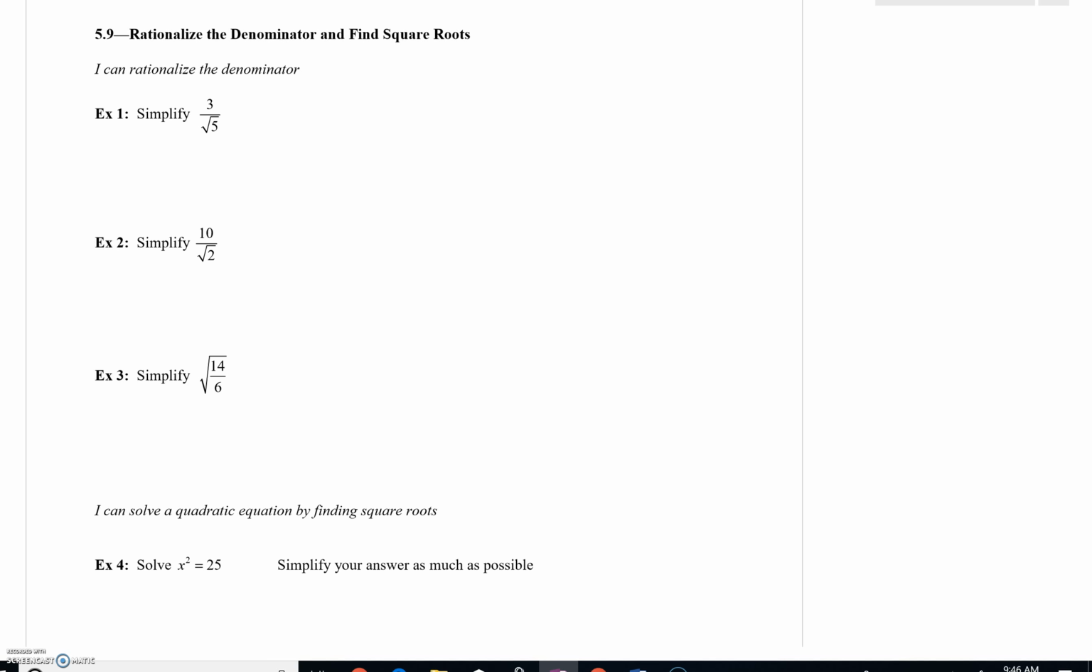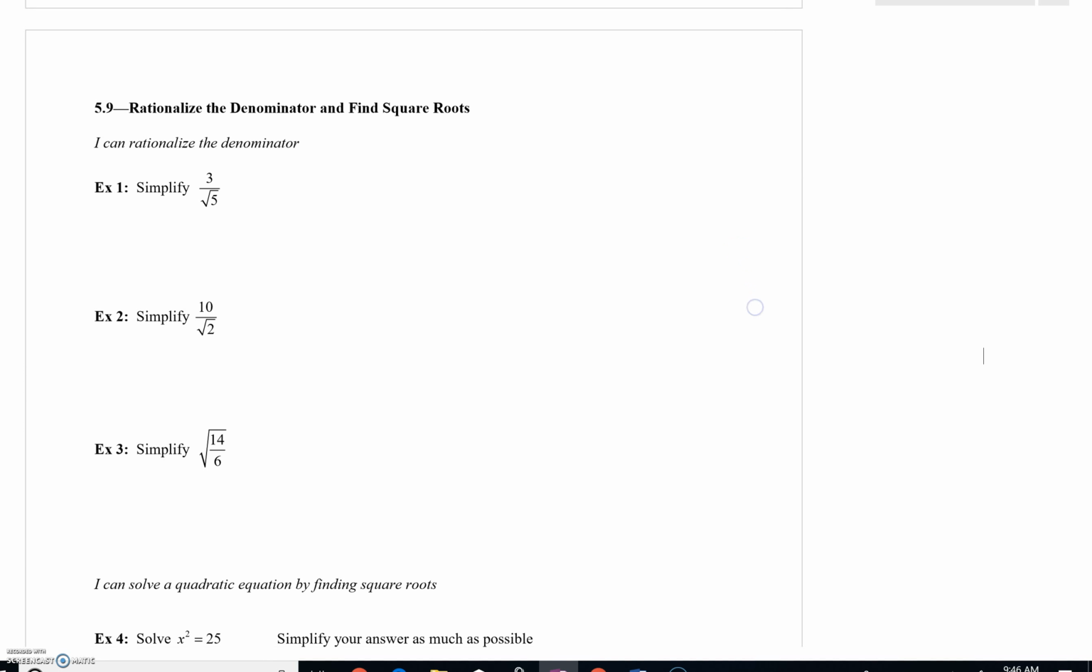Algebra 2, Lesson 5.9, we're going to look at rationalizing the denominator. You can see our learning target is I can rationalize the denominator. The idea is that if we have a radical in the denominator, we're not going to consider that expression to be simplified.